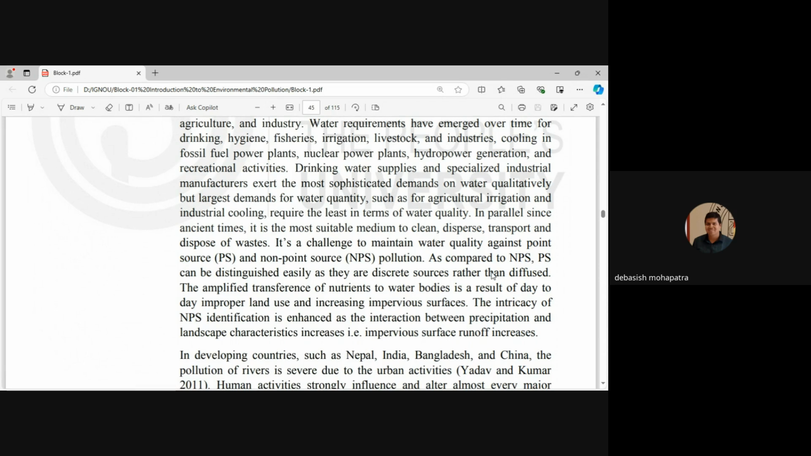So when we are going for household use of the water, we go for quality testing. But when we are going for an agriculture perspective, we go for the quantity of water, not the quality of water.